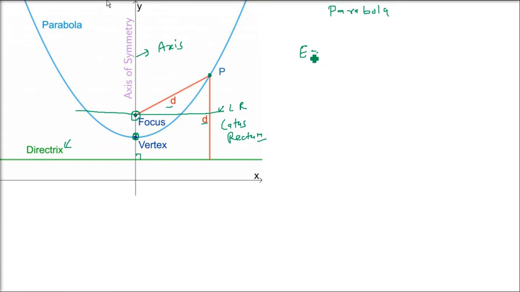What is the eccentricity? The main thing is eccentricity, a constant ratio. This is the eccentricity of the conic section. We denote it by E. It is the distance from the focus divided by the distance from the directrix. This is the eccentricity.